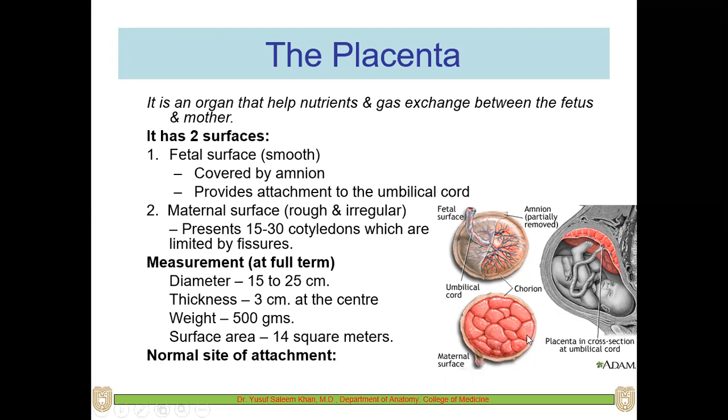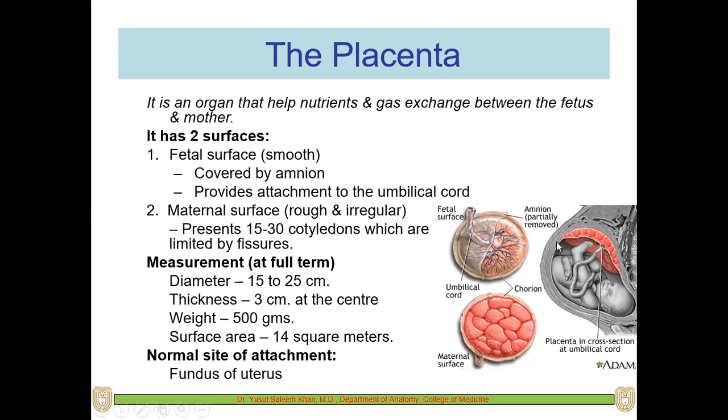So this placenta acts as the same structure, that is the respiratory organ, that is the lung, as well as the gastrointestinal tract. So it functions as a dual organ. Coming to the normal site of attachment of the placenta, as I have told you in the previous classes, usually it will be near the fundus of the uterus, as well as in the posterior wall.